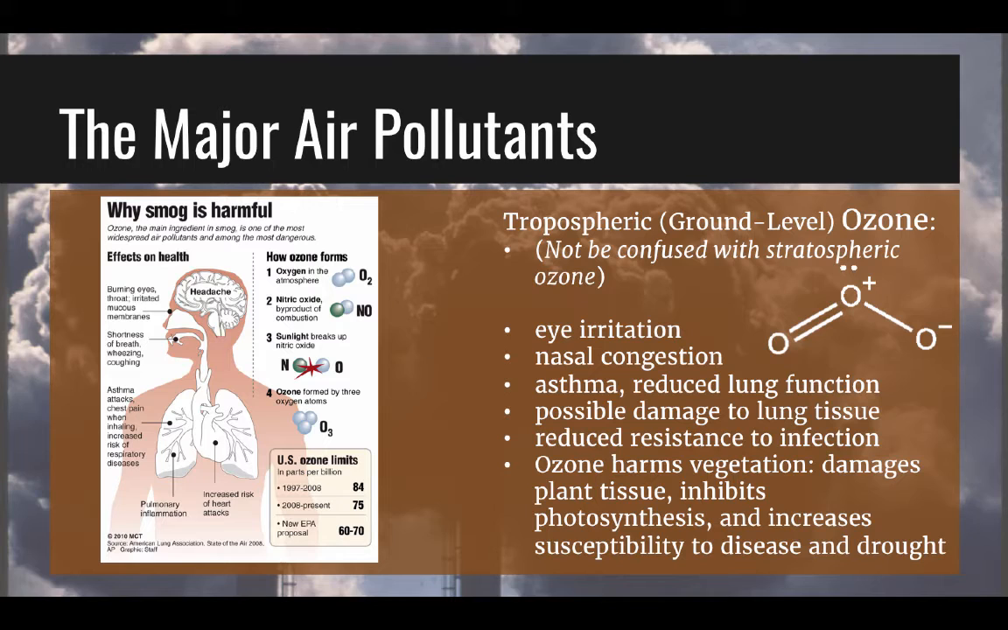Tropospheric ozone is formed when nitrogen oxides and volatile organic compounds, VOCs, react in the presence of sunlight. Ozone is the main component of smog. Since ozone is the byproduct of pollutants combining, the strategy for decreasing ozone is usually targeting nitrogen oxides. Ozone has distinct effects on human health, which include eye irritation, nasal congestion, asthma, reduced lung function, possible damage to lung tissue, and reduced resistance to infection.